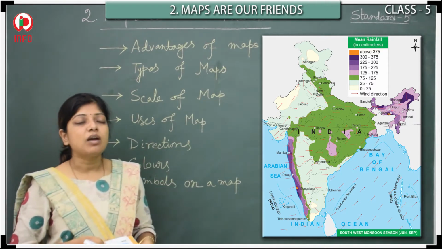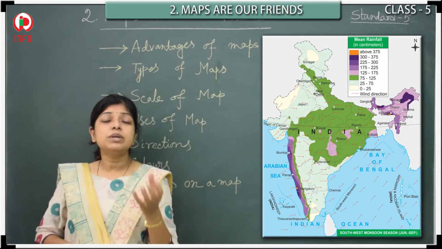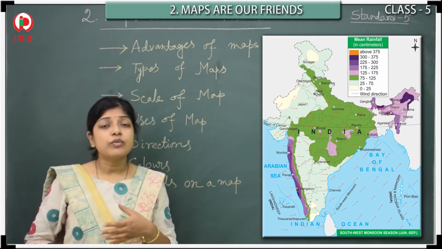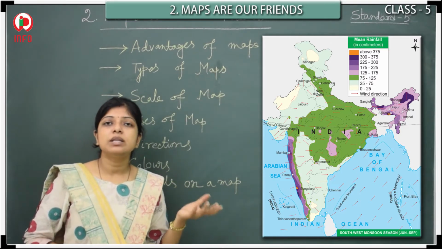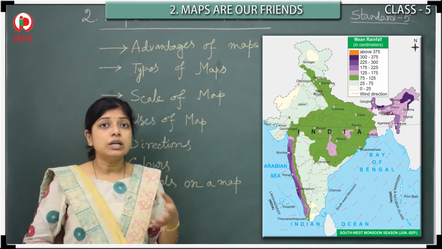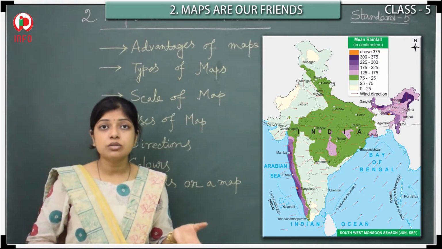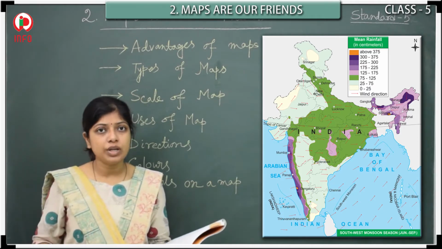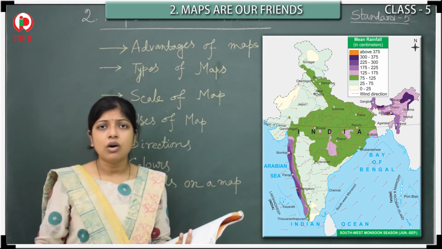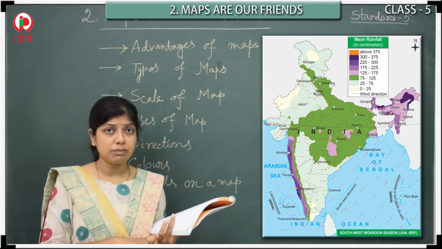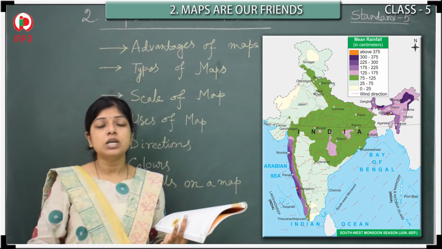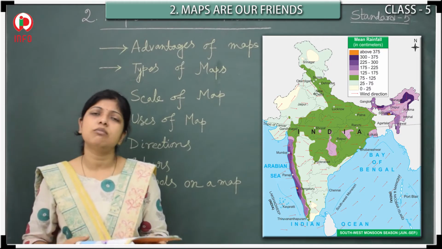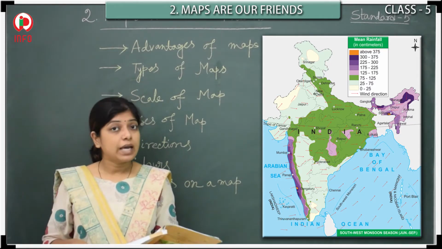So a thematic map will give you information about any particular topic. It may be the mean temperature of a certain region, or it may be the rainfall. It may give you the literacy percentage also. It may give you population data, or the census, that means the density of the population. It may be based on different themes also. So in this way it is helping us.